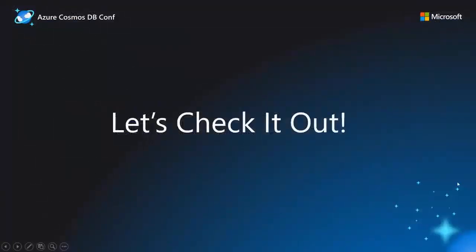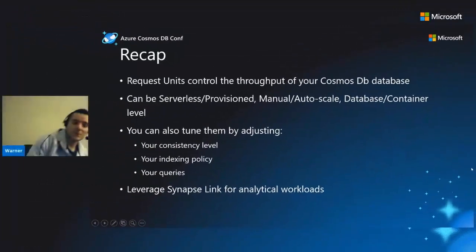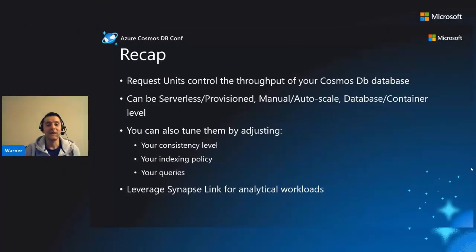All right, so recap. We covered a lot in this session. I hope that you're going to go away with lots of good bits and value here. So request units, they control the throughput of your Cosmos DB database, and now we have lots of flexibility in terms of how we consume and provision those request units. They can be serverless, or we can provision throughput. We can manually set it to a fixed value, or we can leverage autoscale, and we can also choose between having them at the specific container level or shared by different containers that belong to the same database.